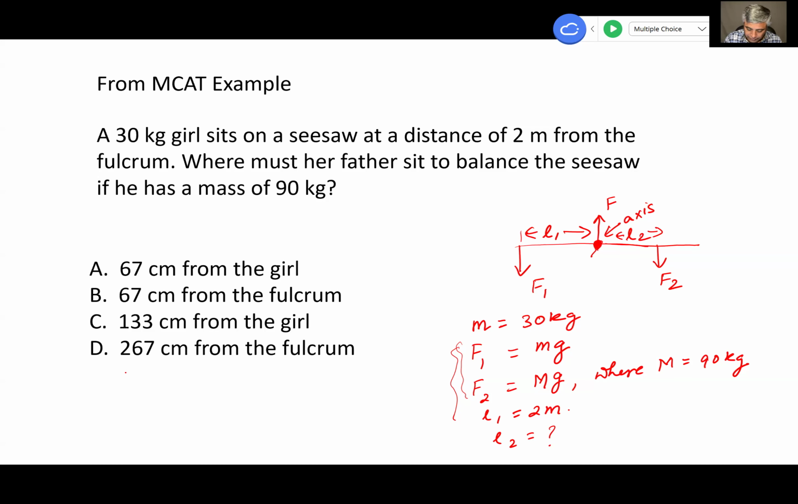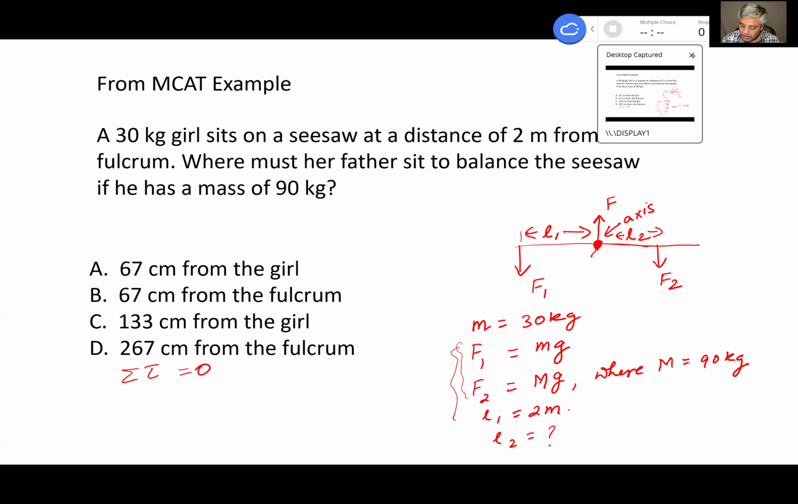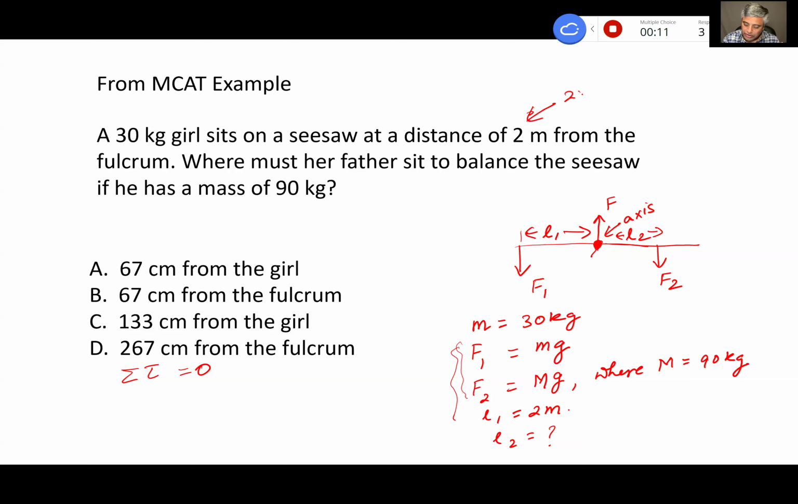So rotational equilibrium, torque is 0. So now go ahead and use this condition to find or solve this problem. Oh, I almost solved that problem. So I'm opening the poll and you have 2 minutes to complete this, okay? And 2 meter is 200 centimeter, just in case. Looks like answers are in centimeters.